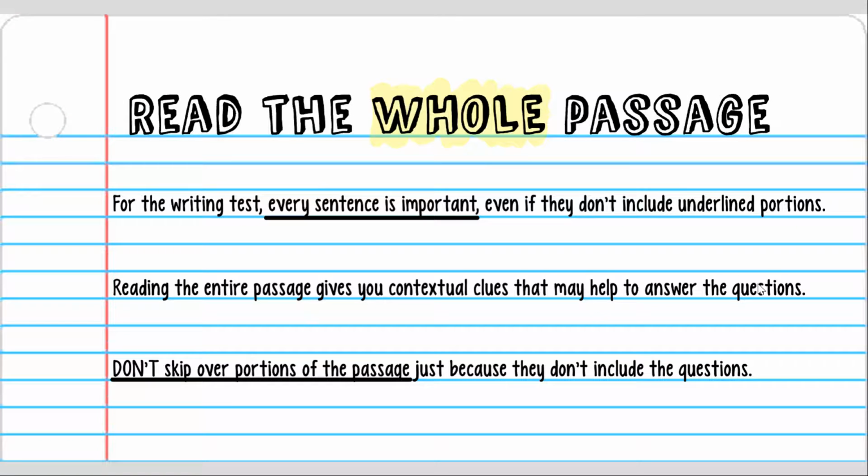Read the whole passage. For the writing test, every sentence is important, even if they don't include underlined portions. Reading the entire passage gives you contextual clues that may help to answer the questions. Don't skip over portions of the passage just because they don't include the questions. For the writing section, it's tempting to just focus on the underlined portions because it's a lot faster. However, there are a lot of clues hidden within the rest of the passage that can help students answer questions correctly. So we always encourage them to read the entire passage.